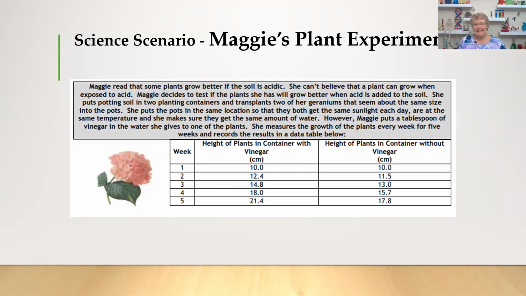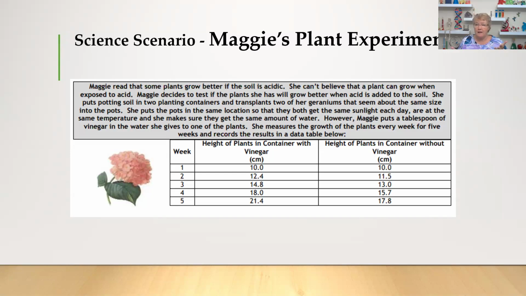You're on the right track. Yes. So it kind of throws you off there when it says she can't believe it, but she's trying to prove it anyway. And as scientists, we often do that. We often will do an experiment thinking one thing is going to happen when actually the other thing is what ends up happening. But she's experimenting in exactly the right way. So if I add vinegar, then it will grow faster.